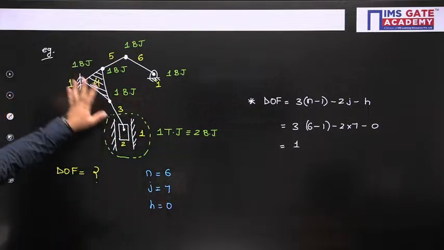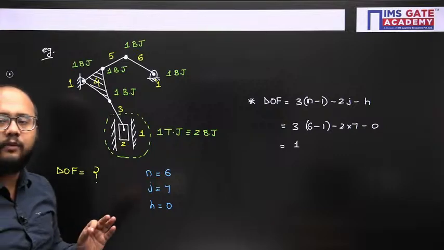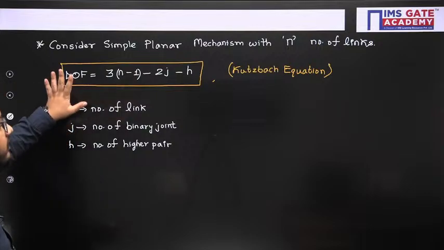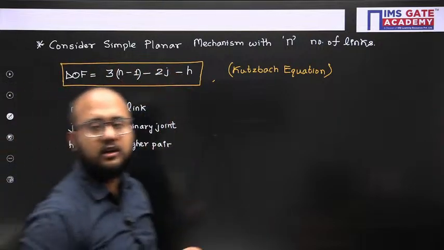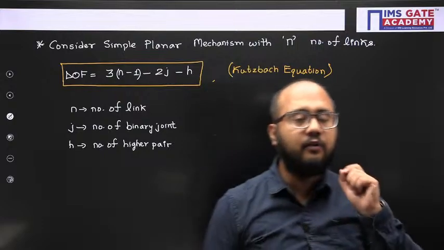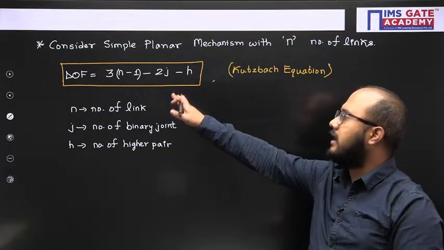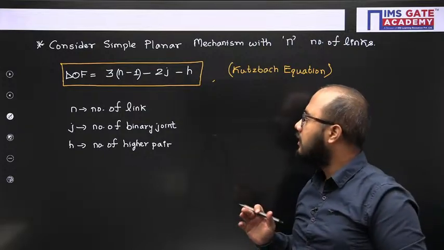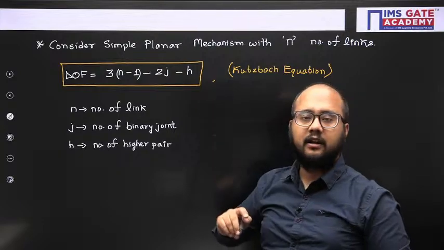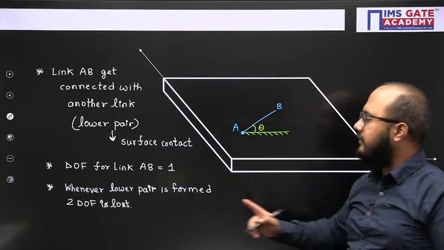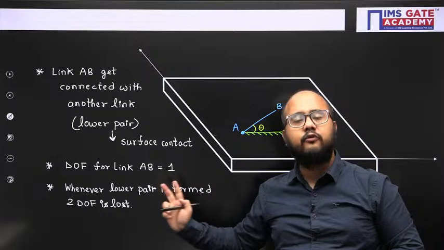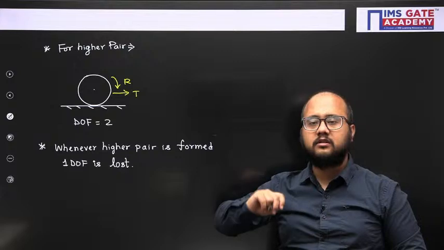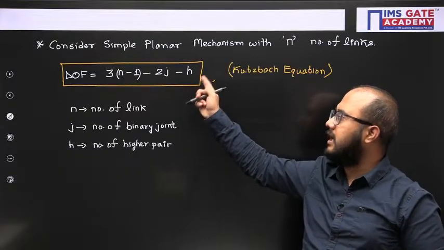So this was the practice problem for the degree of freedom. Clear? I hope everyone will remember this Kutzbach equation. Very, very important. And what is the logic behind this formula? Directly we can write this formula also, but always remember the logic. Why is this minus 2j and h coming? I already told you that whenever a lower pair is formed, 2 degrees of freedom will be lost. And whenever a higher pair is formed, 1 degree of freedom is lost. So that's why minus 2j minus h.